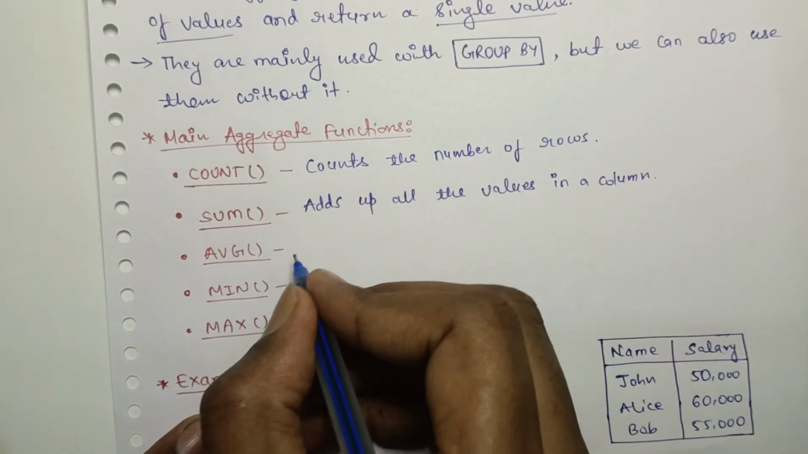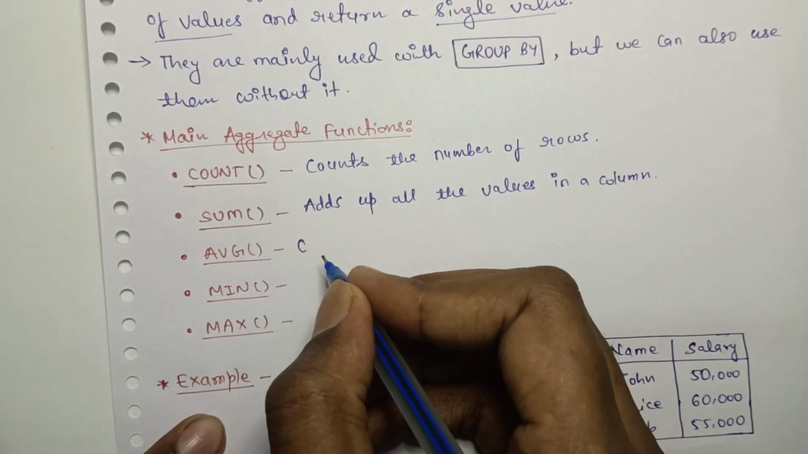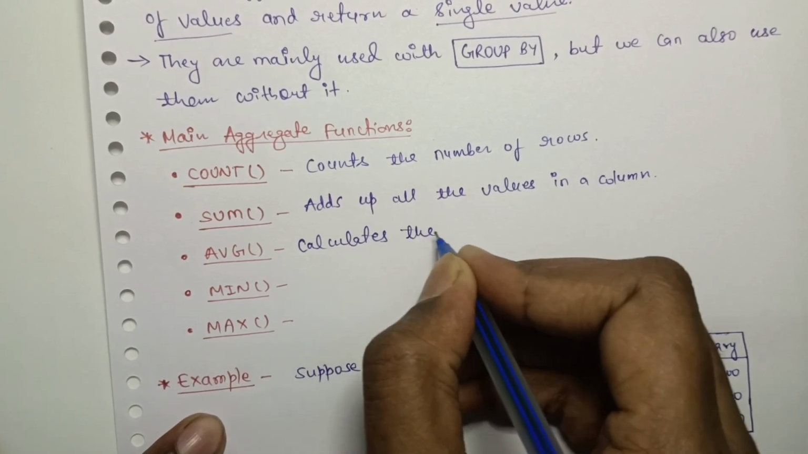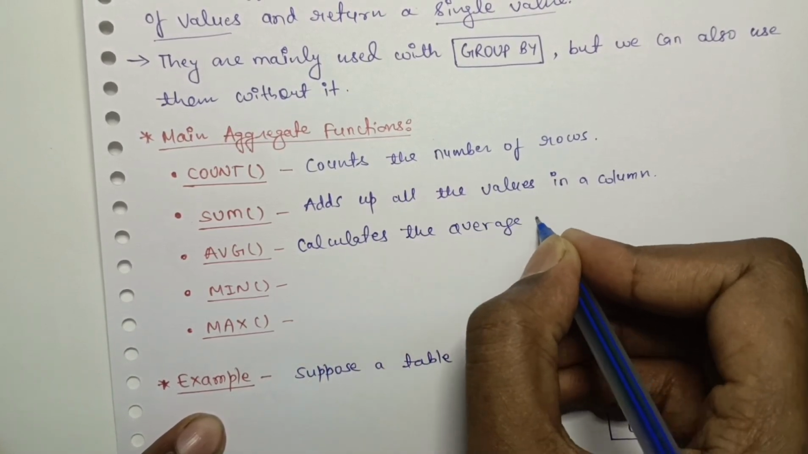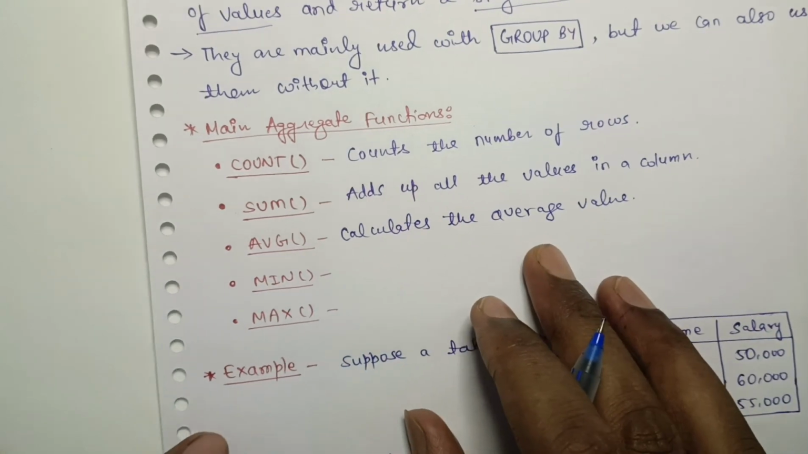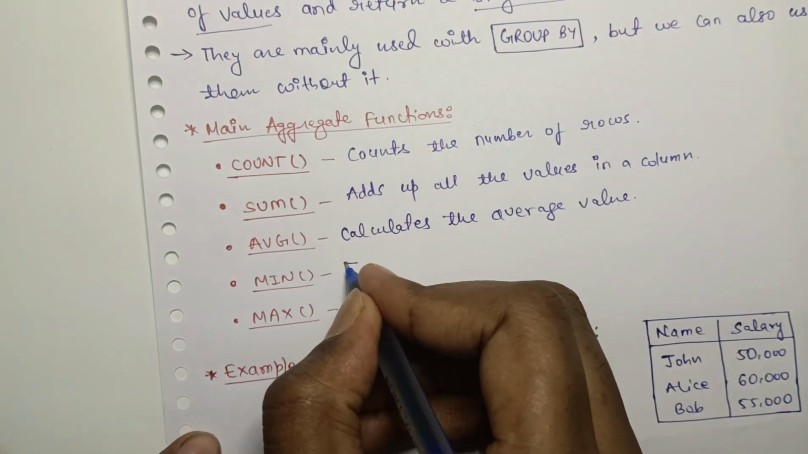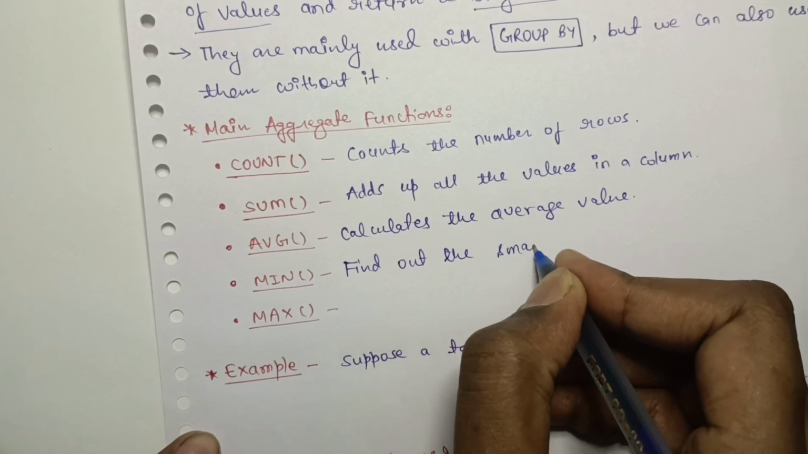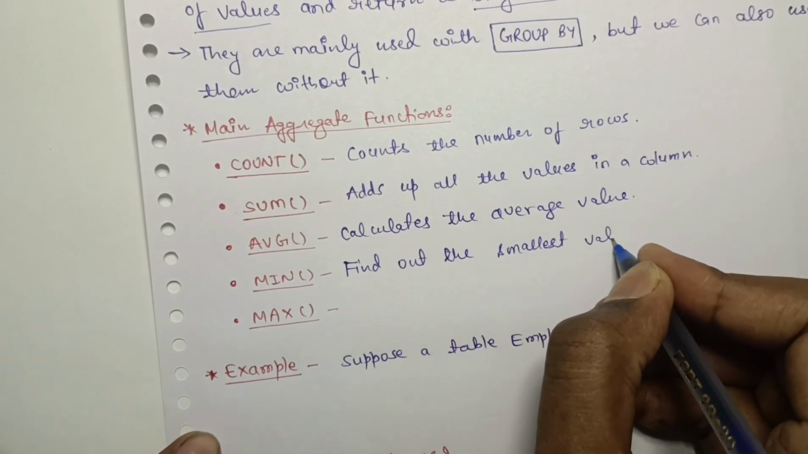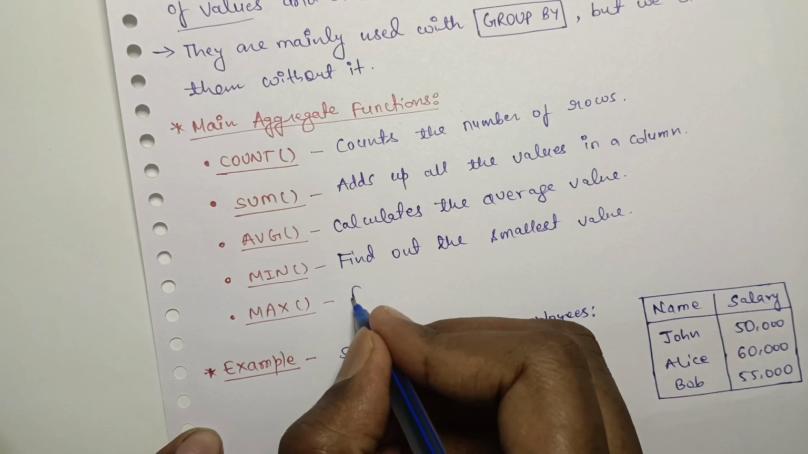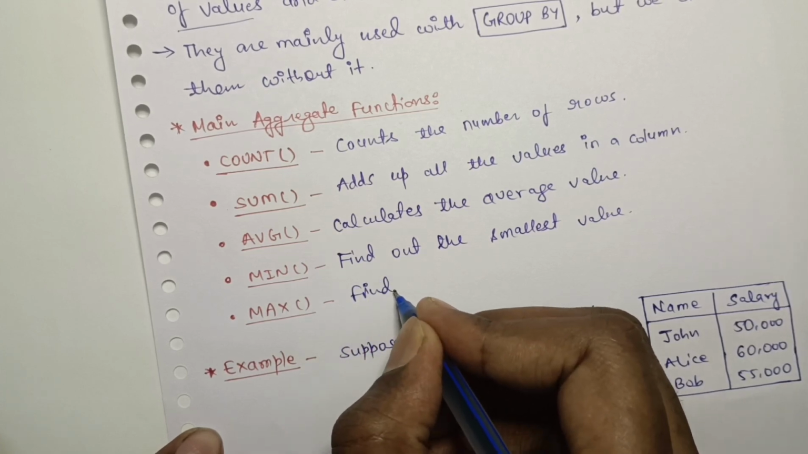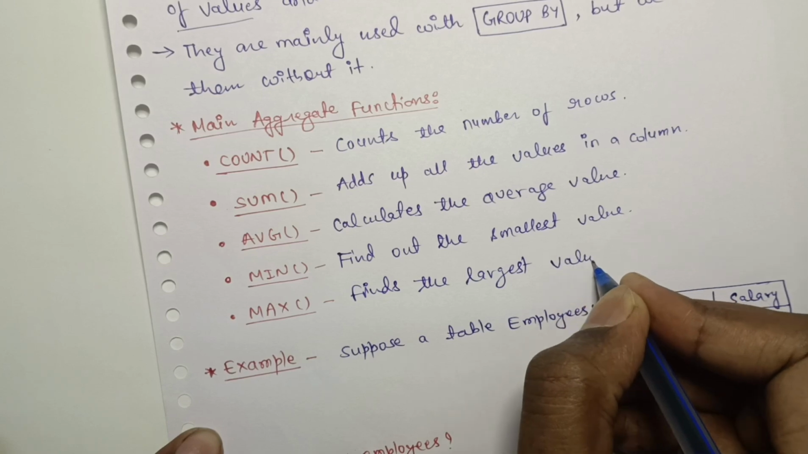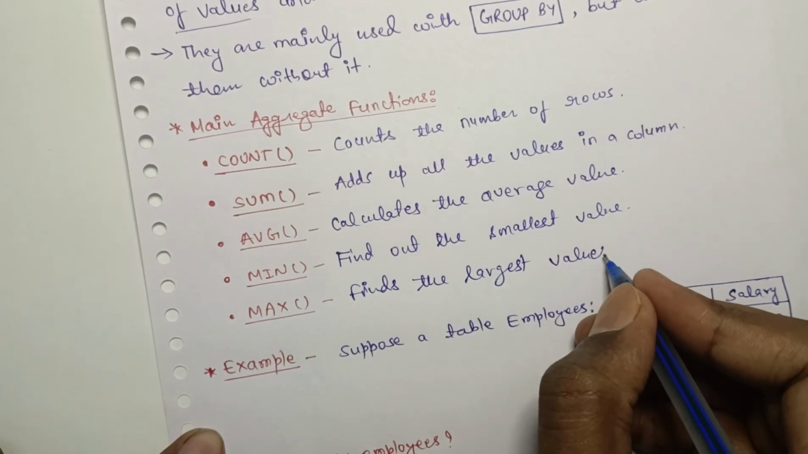Average calculates the average value, as the name signifies. And min finds the smallest value. And max finds the largest value. Now let's understand it with an example.